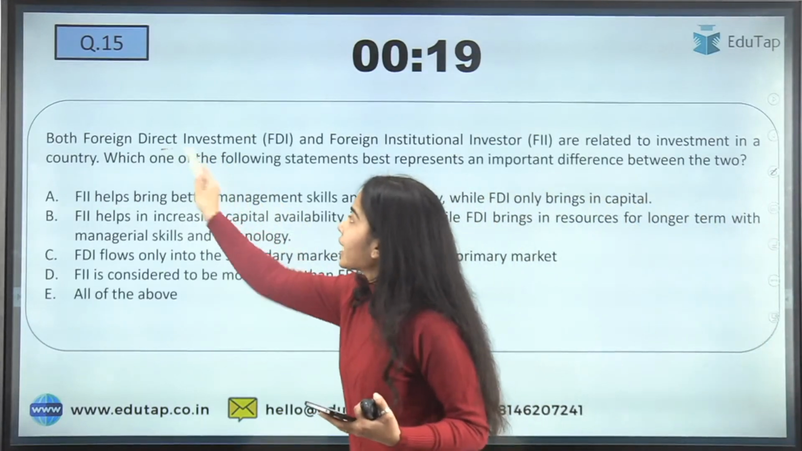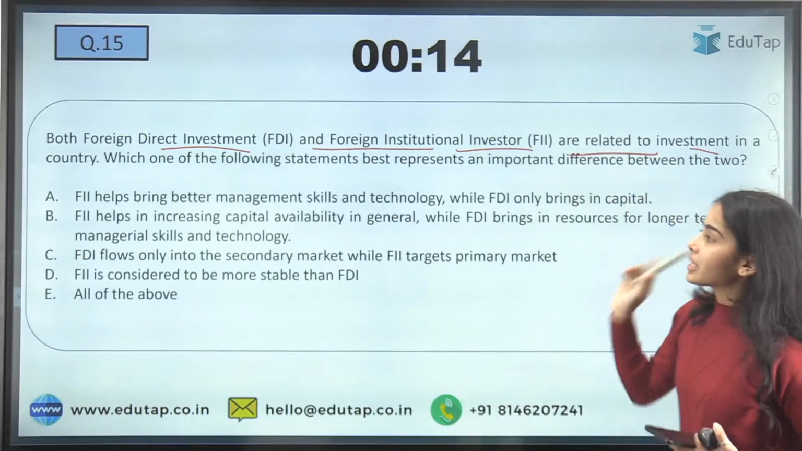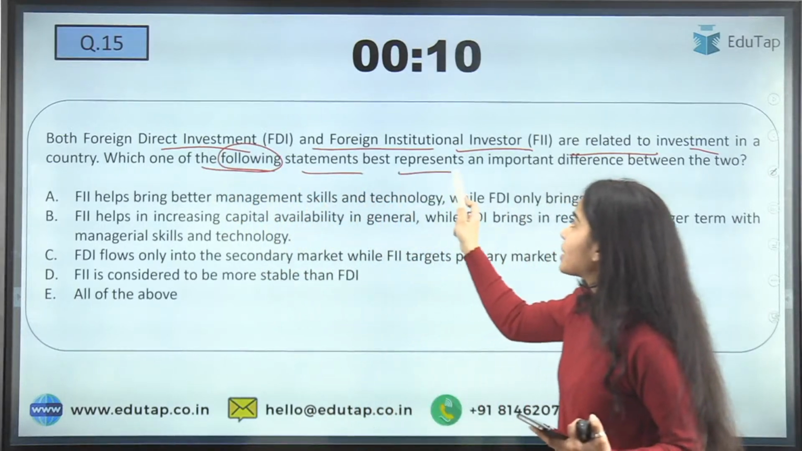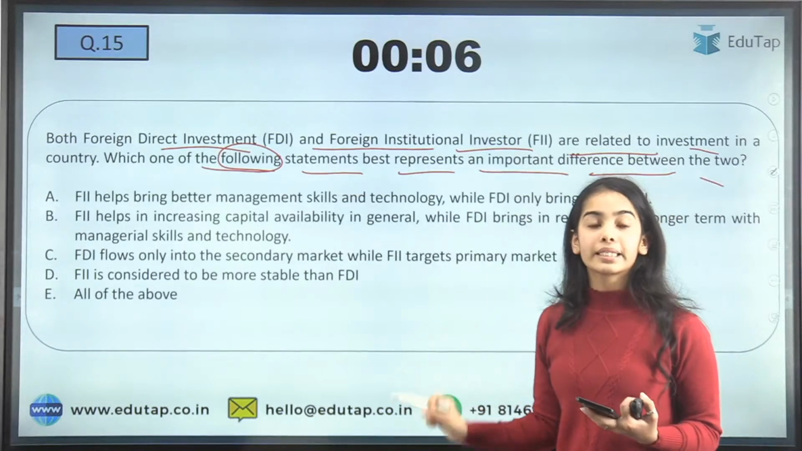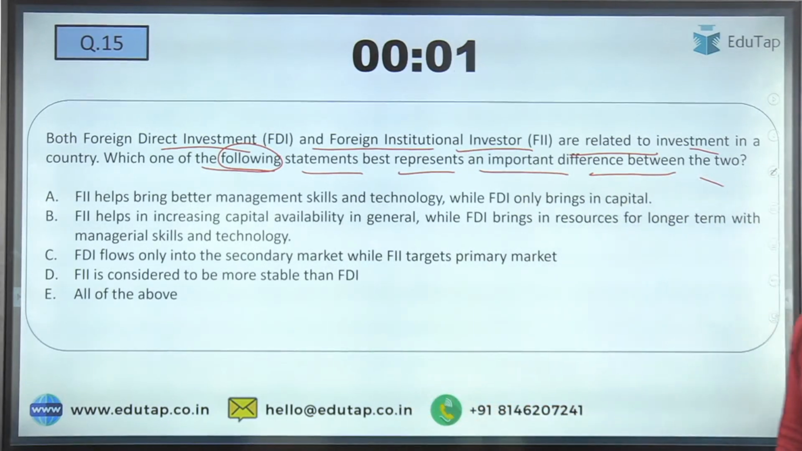Next is, both foreign direct investment and foreign institutional investor are related to investment. Okay, they both are investing. Which one of the following statements best represents an important difference between the two? So you have to tell that both are investing. So how are they different? Very easy question.